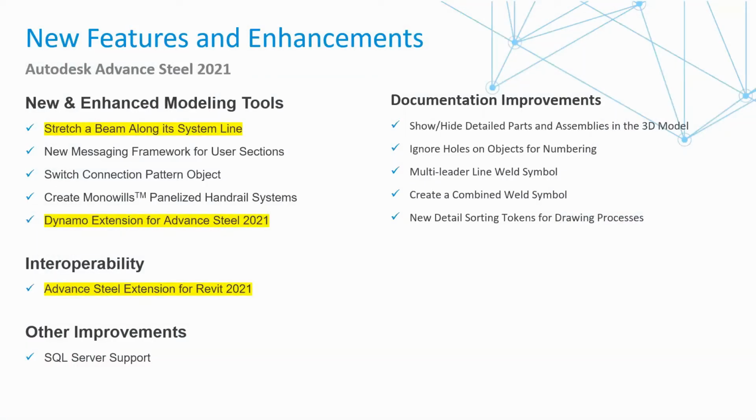There's quite a lot of work that's been done on Advanced Steel. I'm just going to highlight a few of them once again, and I'll just go through all the features, right? A very nice one is we're able to now stretch a beam along its system line, right? And there's now a Dynamo extension for Advanced Steel 2021 that I'll show you. And then obviously there's been improvement in the interoperability between Advanced Steel and Revit 2021, right?